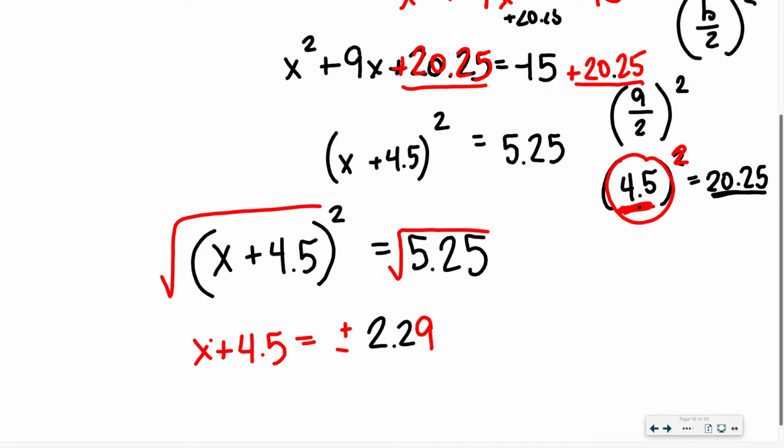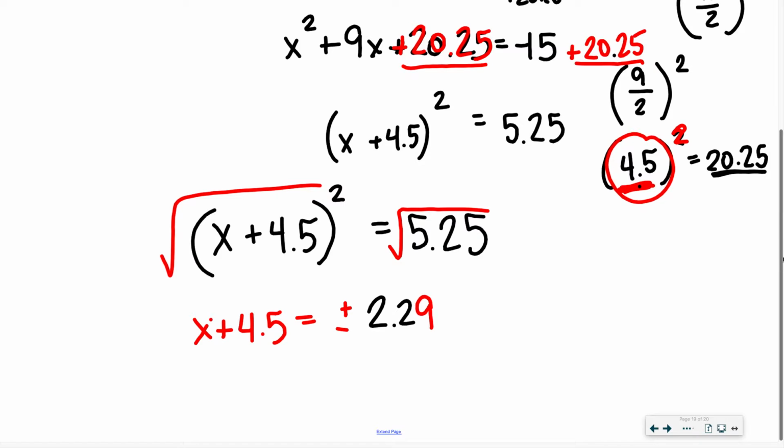Sure. You got it. If you gave us like a quiz or something, but without a calculator, could we just leave it as the square root of 5.25? It would be an easy enough number to come up with to the nearest tenth, especially for practicing purposes. Okay, so here, I used the calculator for that square root.